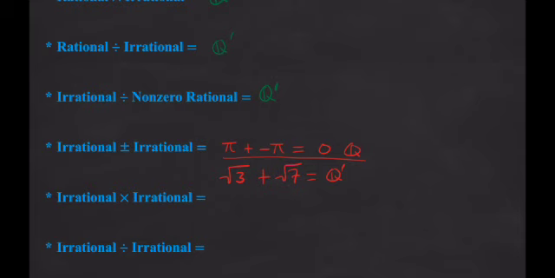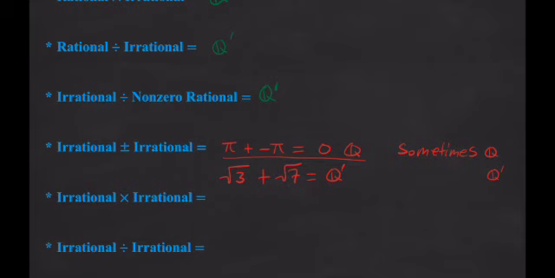Okay? So this one right here is sometimes rational, but other times irrational. It just depends on what you have. So that's an interesting case. Whenever you have two irrational numbers added or subtracted, it depends.